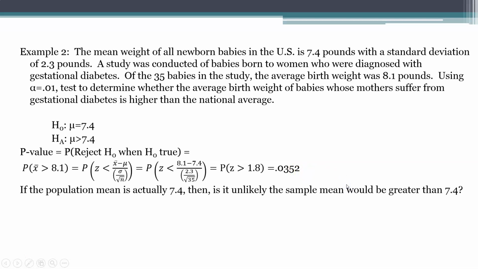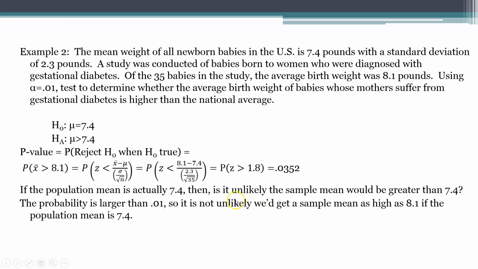So is that unlikely? Well, in that problem, we were using alpha equals 0.01 for how we defined unlikely. According to that, it's not considered unlikely. So it would not be unlikely that we would get a sample mean as high as 8.1 if the population mean is 7.4. So back to our logic of hypothesis testing, assume H0 and see if we can show that that's unlikely.